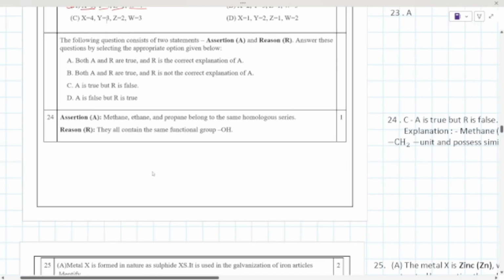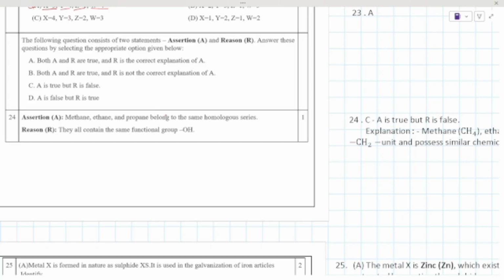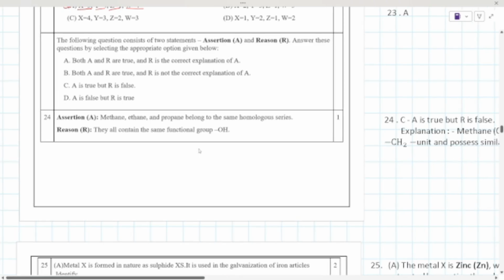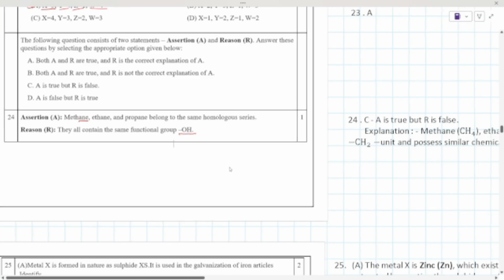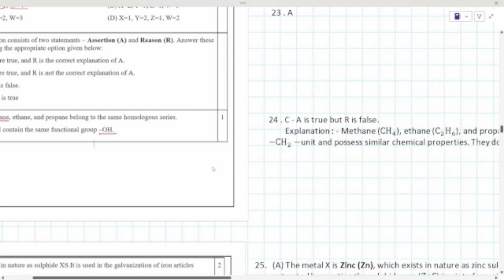Now let's see the next one. As you can see here, ethane and propane belong to the same homologous series. Is it true? Ethane, propane. We can also say it by seeing the name. Yes, true. They all contain the same OH functional group? No, no. R is false.